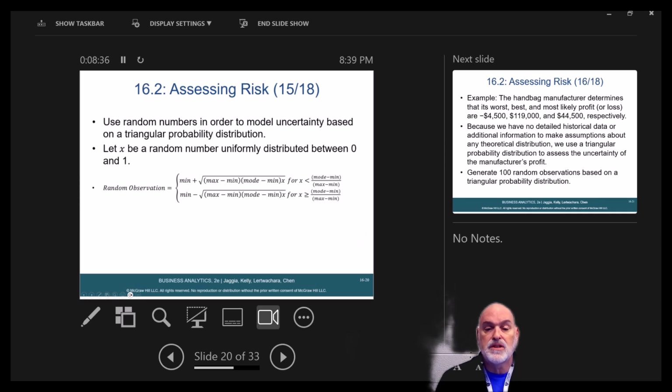Using random numbers in order to model uncertainty based on a triangular probability distribution, let x be a random number uniformly distributed between 0 and 1. And this is the formula that we would use.